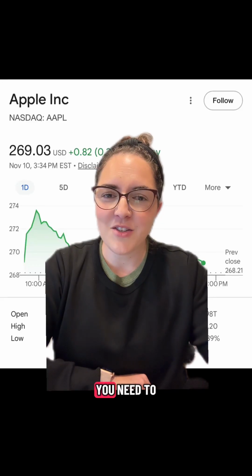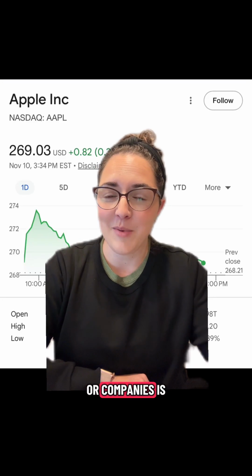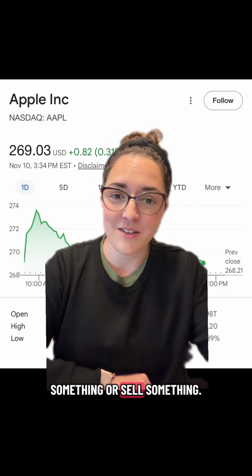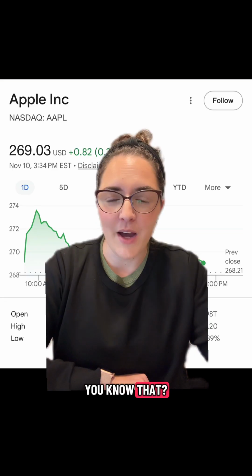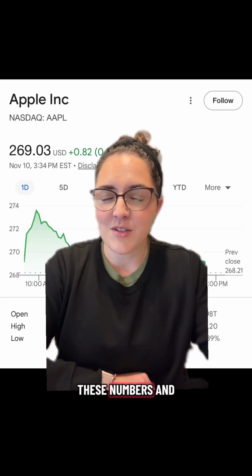One of the most important things you need to be able to do as an investor is know whether or not a company or companies is right for you to add to your portfolio, whether or not you should buy something or sell something. But how do you know that? So we look at these things called stock summaries, but what do these numbers and letters even mean?